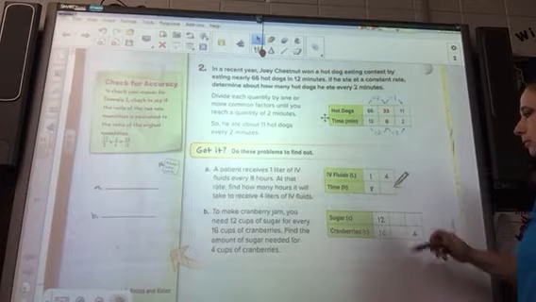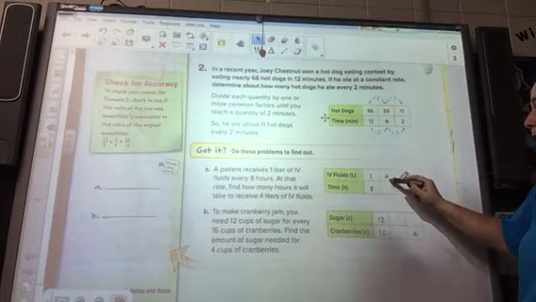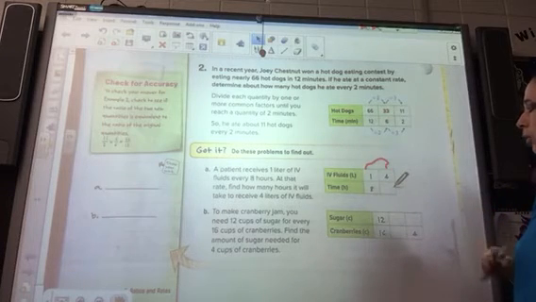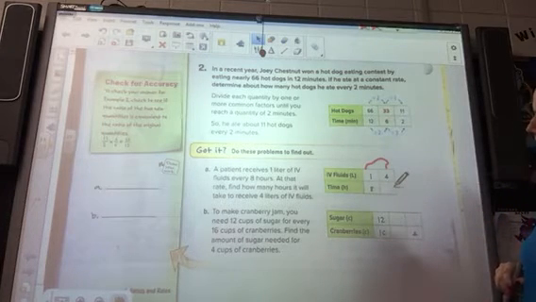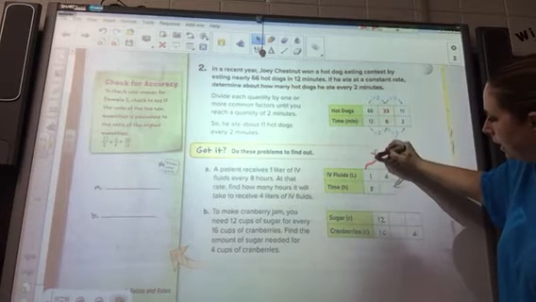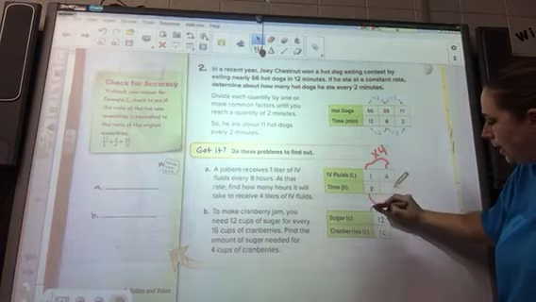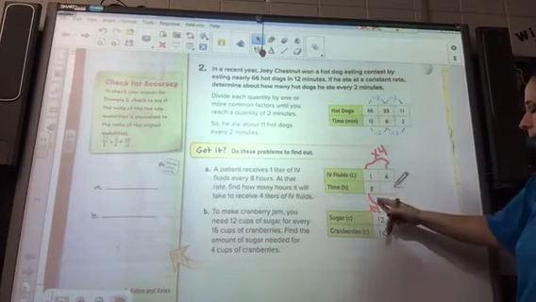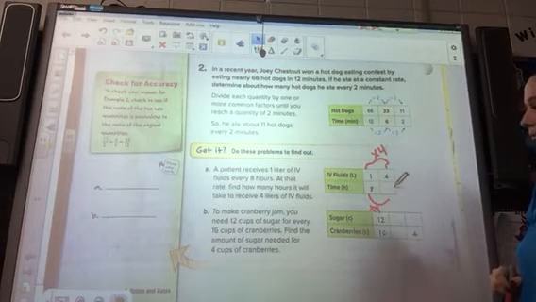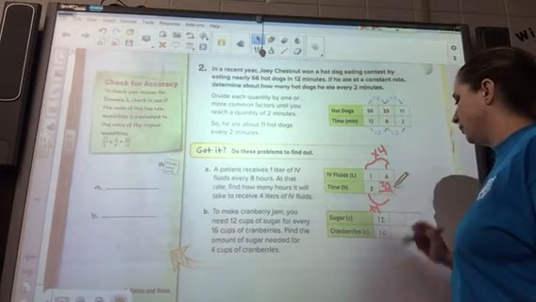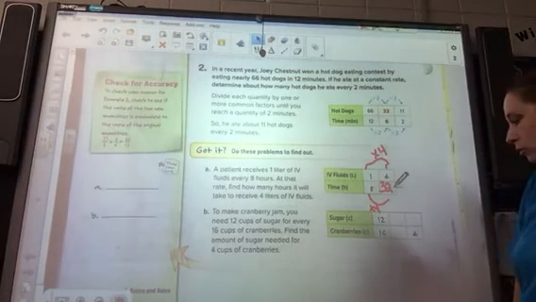So we know how many fluids we need, how many liters. We had 1. They want us to get to 4. How will we get there? 1 times 4 will give us 4. What we do on the top, you've got to do on the bottom. So 8 times 4, 32.